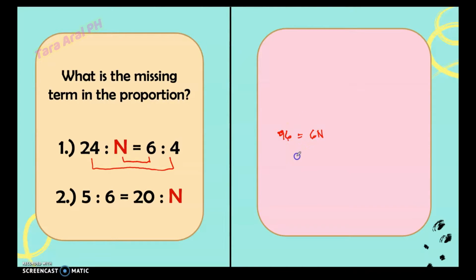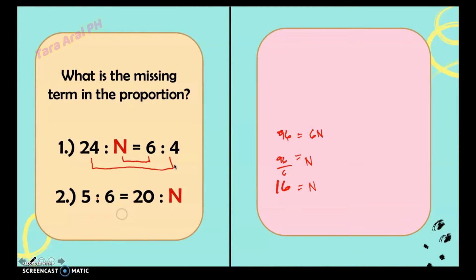Then to find the value of n, we divide 96 by 6. And our value of n is 16. If you want to check if your answer is correct, you multiply 16, which is the value of n, times 6, and you will get 96. And 24 times 4 is 96. So your answer, the value of n, is correct.